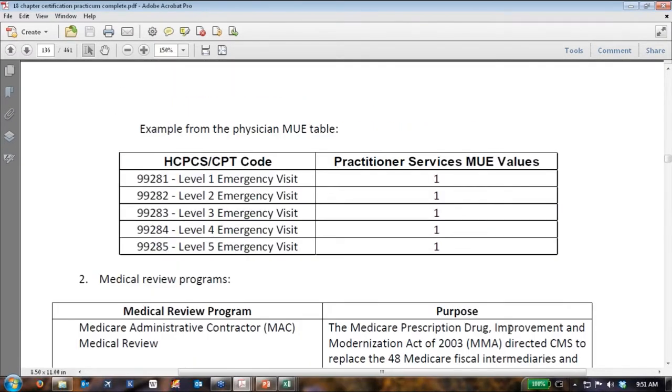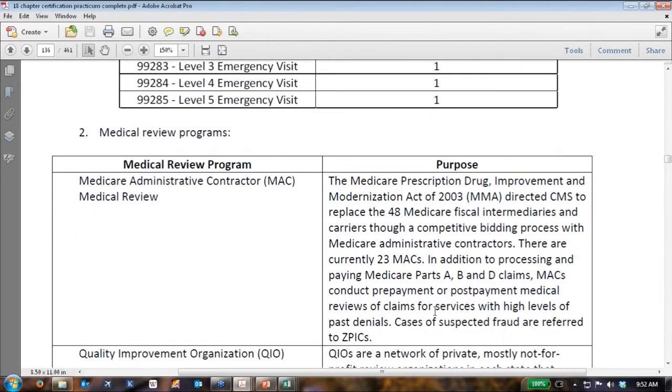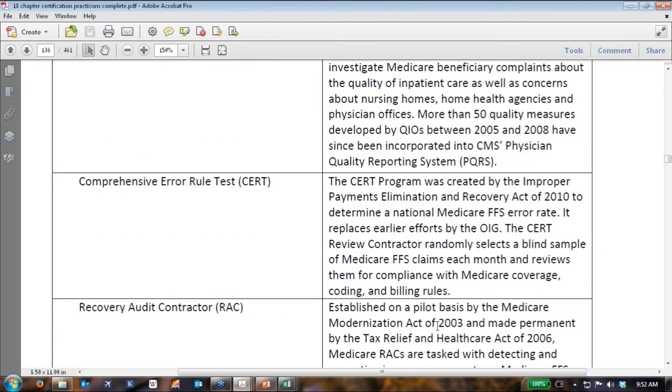And here are some of them. For instance, a level 1, 2, 3, 4, or 5 MUE edit would say, well, for a given date of service, you should only have one of these. You're not going to have two emergency visits on the same day. If there were, you would need a modifier appended to either the first or the second visit, doesn't matter which one, that identifies that the patient came back for a second emergency and that it is fair and correct to be billing a second emergency visit on a given date. And then there are a whole bunch of review programs that you need to be aware of. Of course, you know what RACs are.